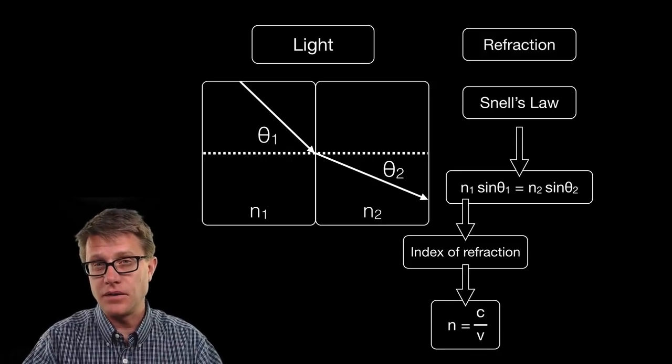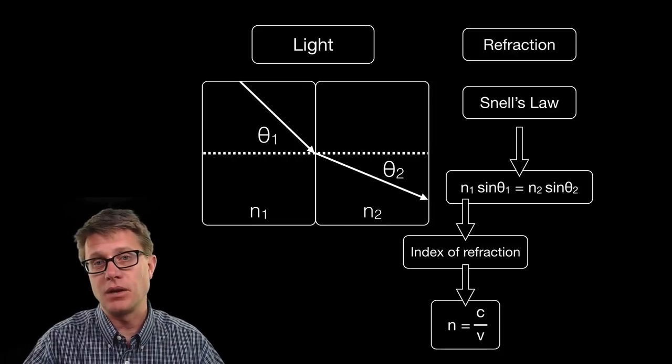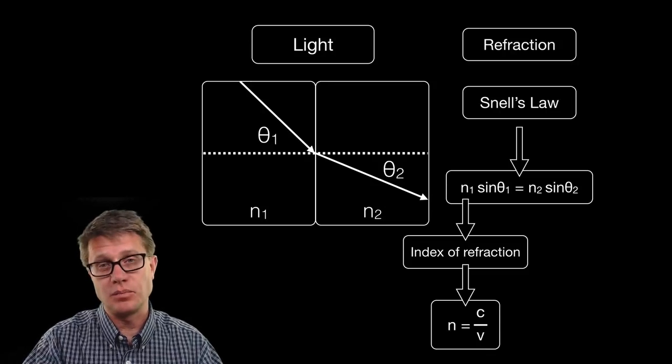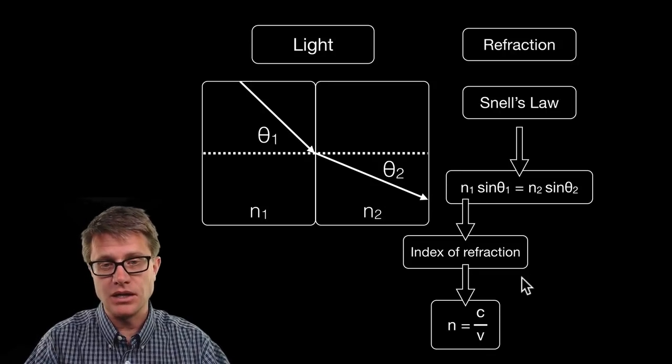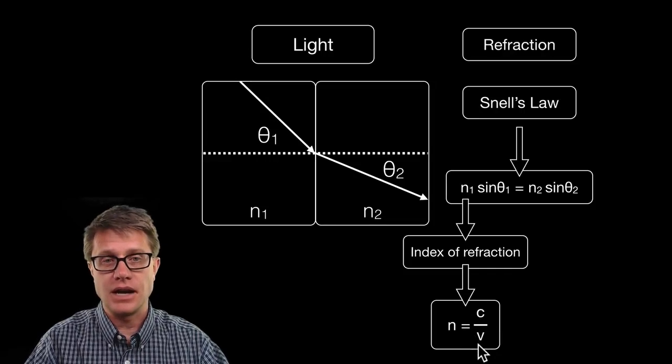And so we can actually figure out what angle it's going to bend at if we know a little bit about the speed at which it's going through. And we also, if we see the bend, we could figure out the speed at which it's going through as well, because the index of refraction is equal to the speed of light divided by the velocity.